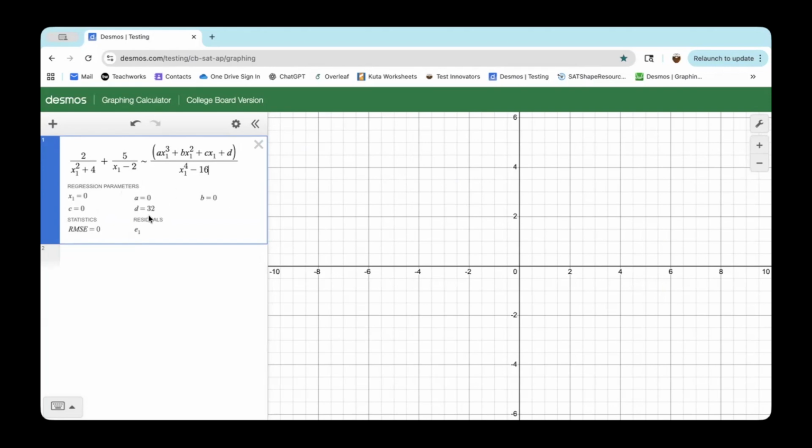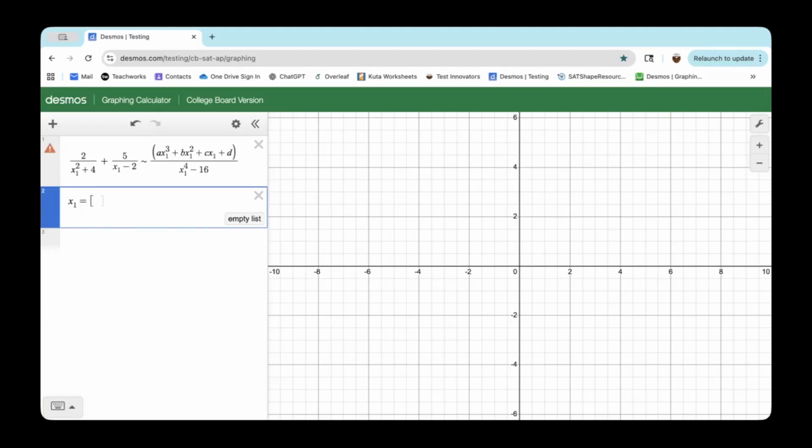Now, clearly, these answers are wrong. So then what you have to do is hit x1 equals and do a little bracket, and you have to make x1 equal to a bunch of values. The rule here is however many constants there are, that's how many values you use. Desmos is behind the scenes solving a system. So if we have 4 unknowns, like A, B, C, and D, we're going to need 4 values.